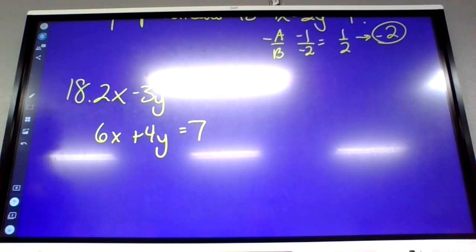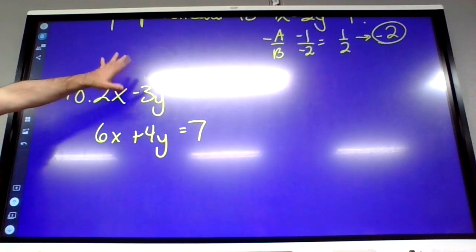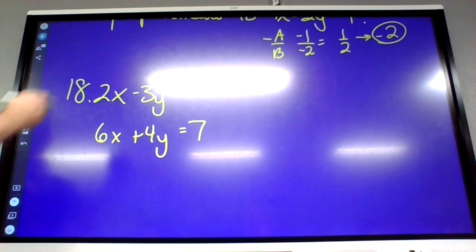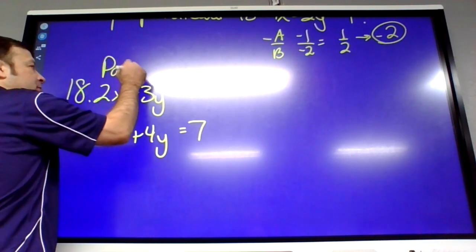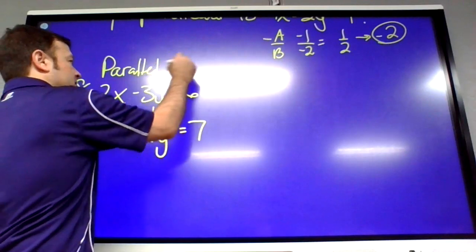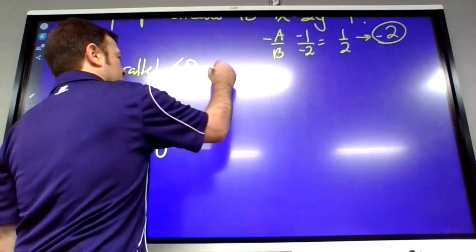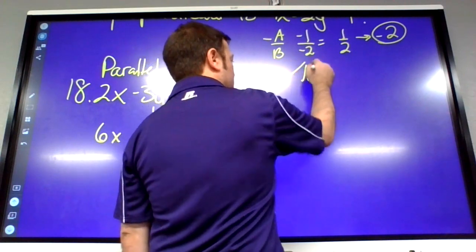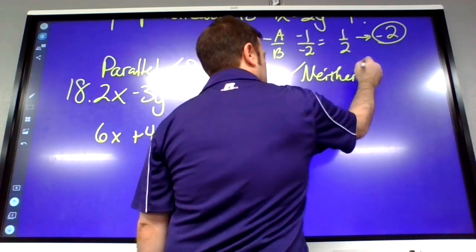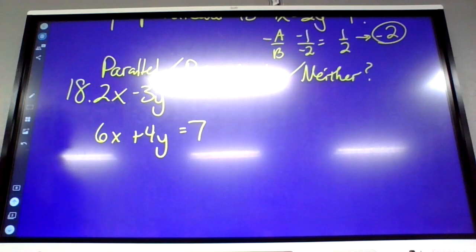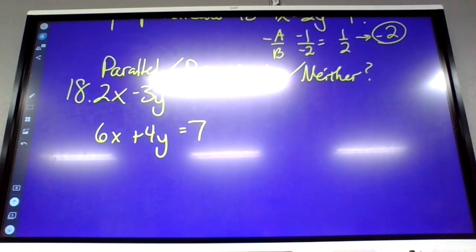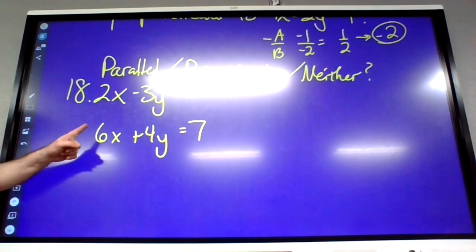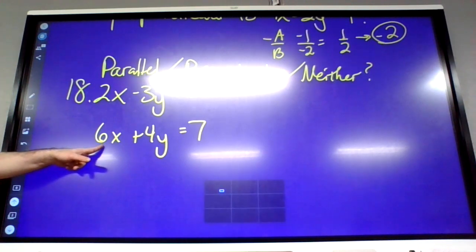Okay, last question. I'm not going to write the directions down, but it's: are these lines parallel, perpendicular, or neither? Let me start with this one. What's the slope of this line?